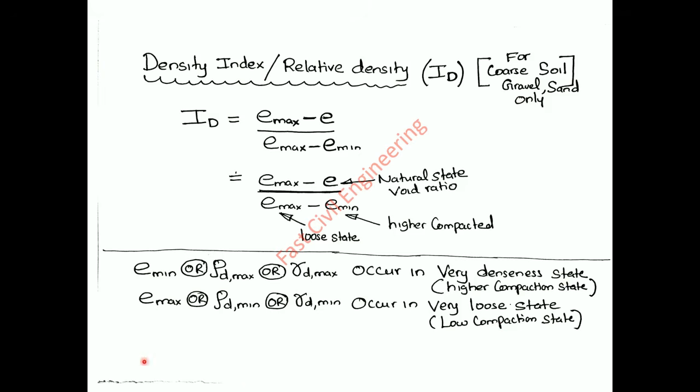Low state, e maximum. This is the density index: ID is equal to e max minus e over e max minus e minimum. Here e means the natural state; what is the void ratio in the natural state? E max is the void ratio in the loose state. E minimum is the void ratio in the higher compacted state. Then that's the ID.